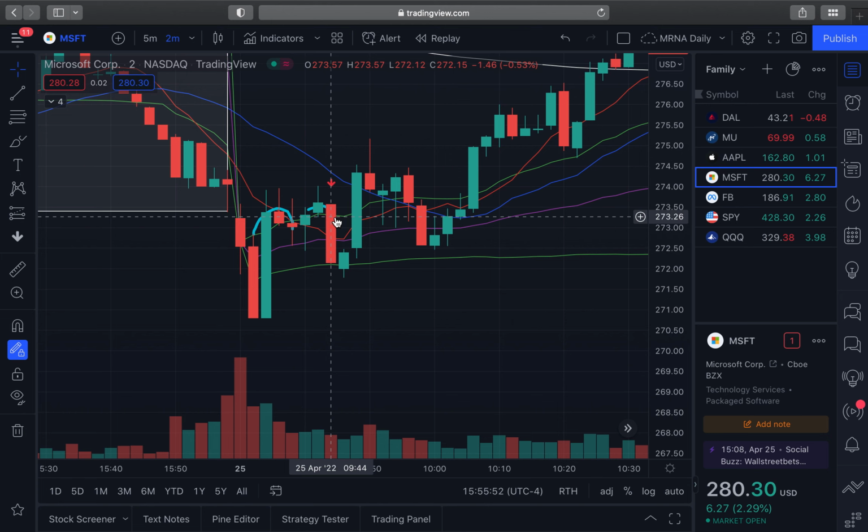So my fill here was 273.17. Right there, and I ran this down to 272.67, which was my first price target, so VWAP. And my second scale out was 272.51, and oh no, that's when I scaled out the rest of it.